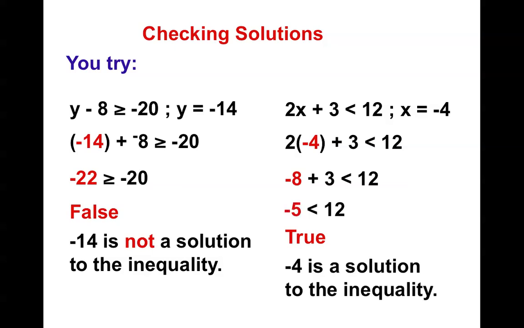Oops, that's out of order. But you'll notice negative 8 plus 3 equals negative 5, and negative 5 is less than 12. That is true, so negative 4 is a solution to the inequality. I'll fix that before class.